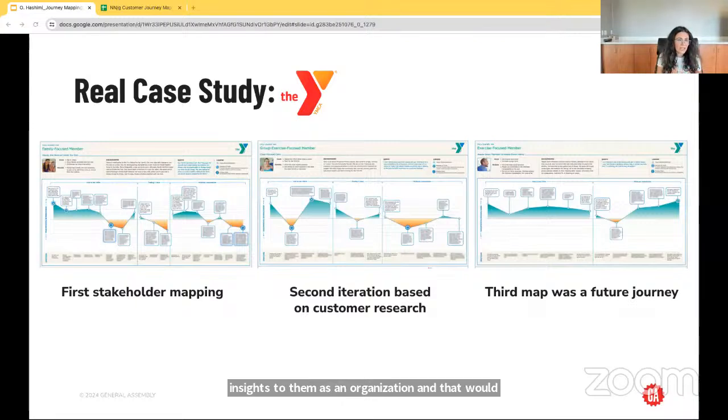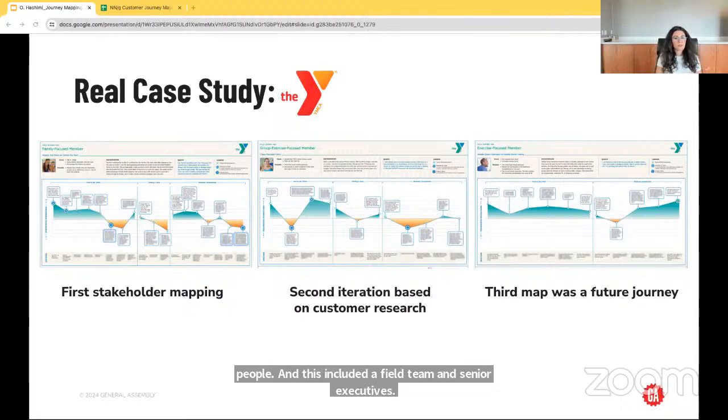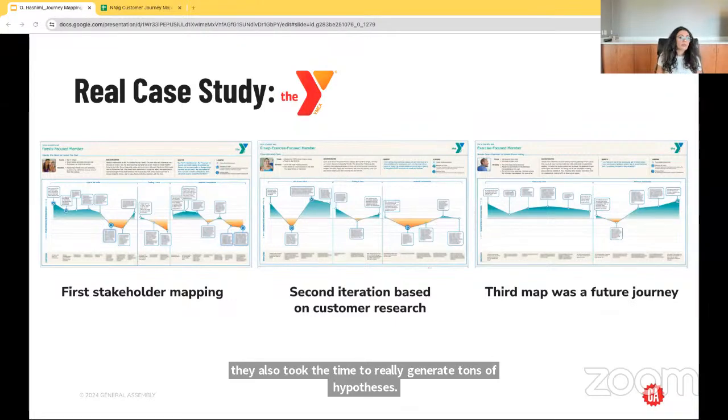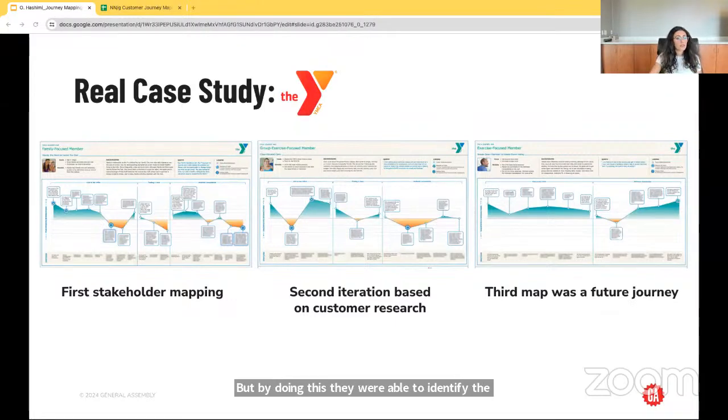So they gathered a group of about 20 people, and this included a field team and senior executives. They tapped the best positioned folks to really ensure the success of a post-project initiative. They reviewed existing research and trends. They shared their own experiences, their observations, and then they also took the time to generate tons of hypotheses. By doing this, they were able to identify the parameters of the journey and the segment of customers to include.